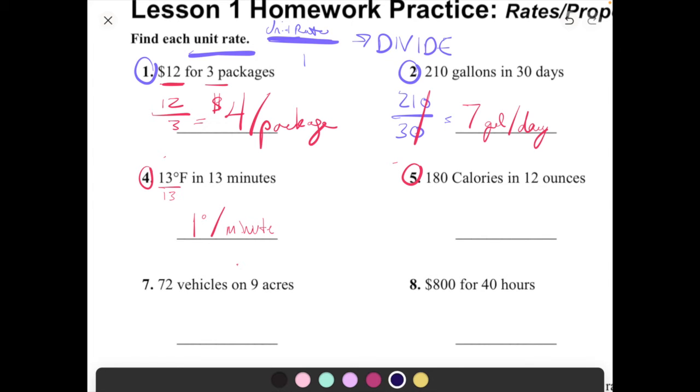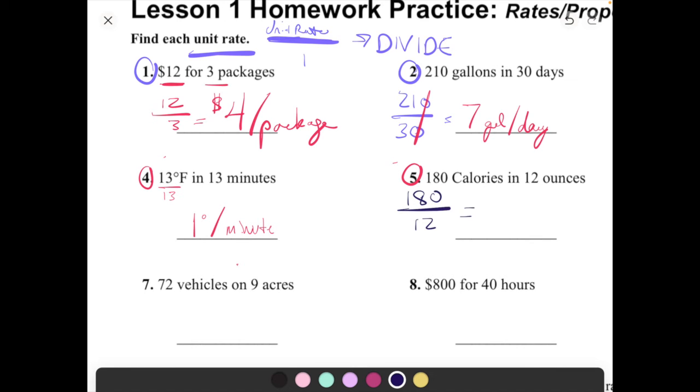What's the unit rate when there are 180 calories in 12 ounces? They want to know how many calories per ounce, right? For every 1 ounce, how many calories is that going to be? And again, it's super important that you put the right numbers in the right spots. The first number is going to go on top, second number is going to go on bottom. 180 divided by 12, 12 goes into 180.